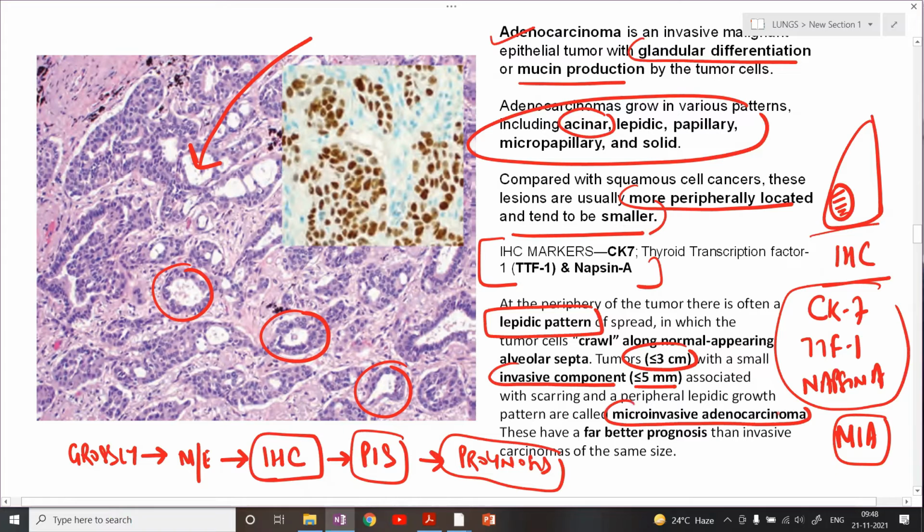So why have we differentiated different forms? Atypical adenomatous hyperplasia, then adenocarcinoma in situ, then we are naming minimally invasive, because the prognosis of MIA or micro-invasive adenocarcinoma is far better than invasive carcinomas of the same size. That is the major reason that we have these terminologies, so that we can tell the patient that your prognosis is better or worse.